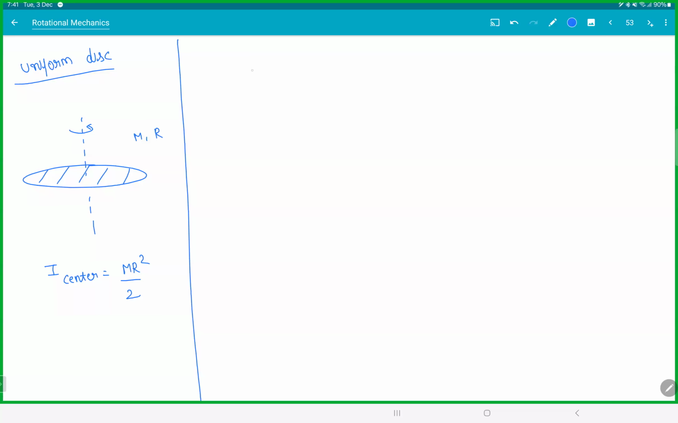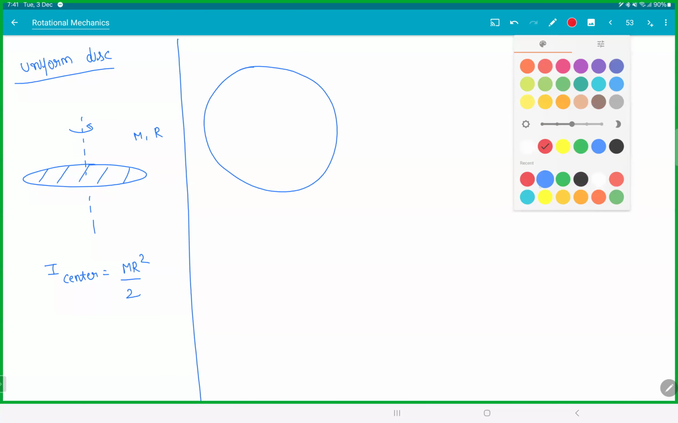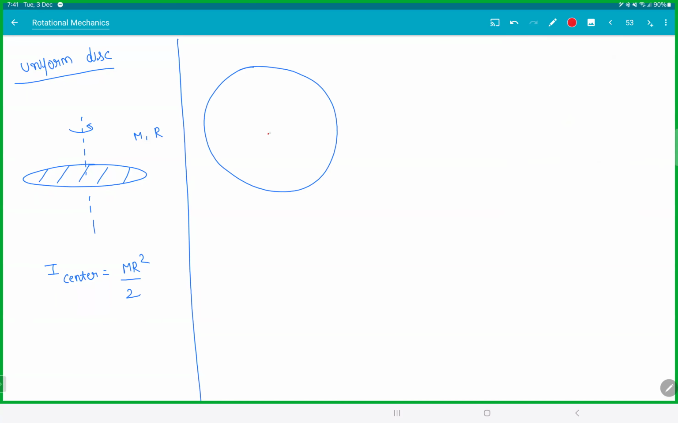See how to choose an element. Whenever you have a disk, for everything the techniques are the same. M r square by 2, I wrote the answer, Pratik. The moment you see a disk and you have to integrate, this is the general thing.